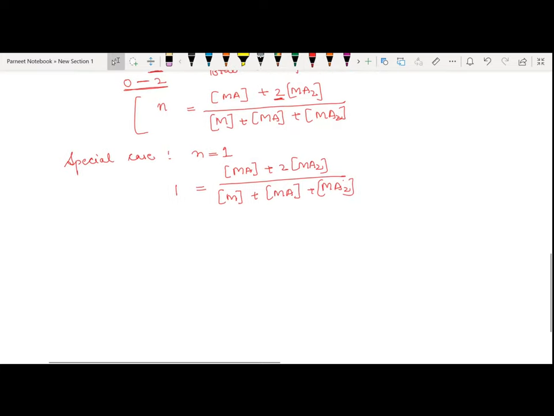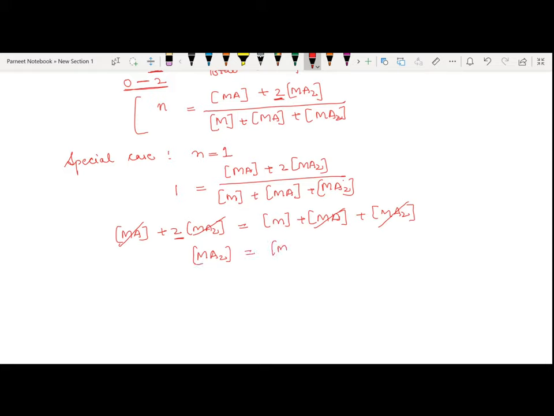Or what we can do, we can write it MA plus 2 MA2 equal to M plus MA plus MA2. This and this can cut. यहाँ आपका एक MA2 रिमेनिंग है. So what you will get, MA2 is equal to M.